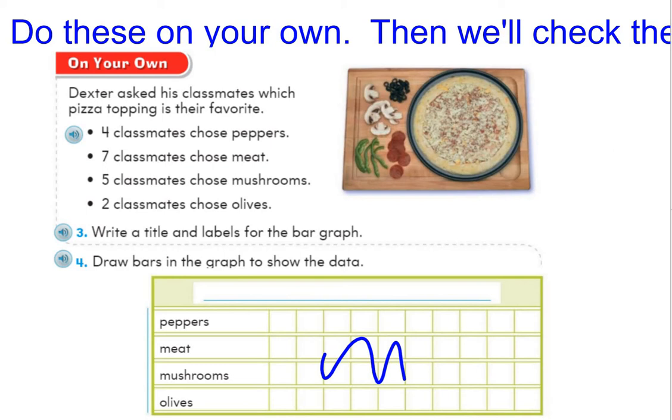Okay, so it says Dexter asked his classmates which pizza topping is their favorite. 4 classmates chose peppers, 7 chose meat, 5 chose mushrooms, and 2 chose olives. So write a title and labels for this graph.